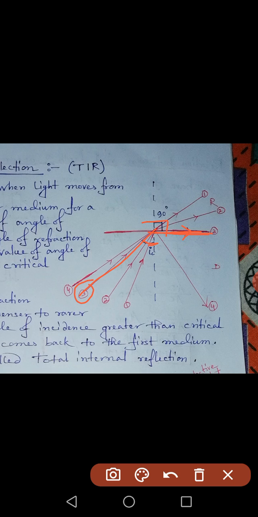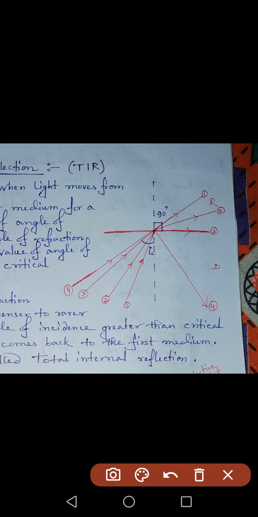So remember that in total internal reflection we have a term called critical angle. The critical angle is the value of the angle of incidence, in this case this one, iC, and which ray is making this angle? Ray number 3. So critical angle means the value of the angle of incidence for which the angle of refraction becomes 90 degrees. This is ray 3, this is also ray 3, exactly at the interface.